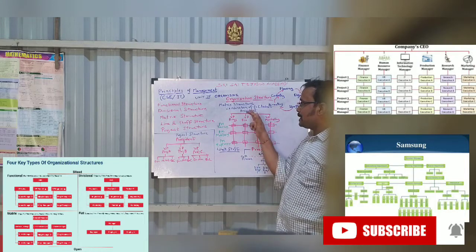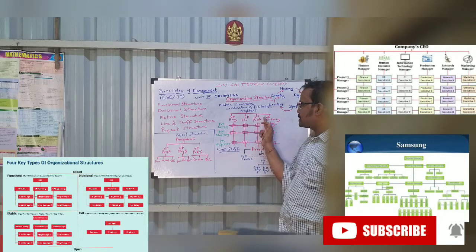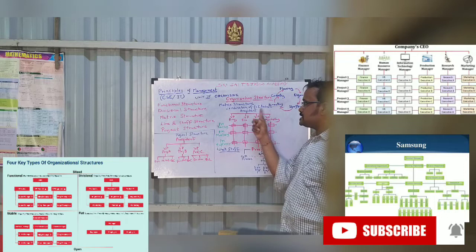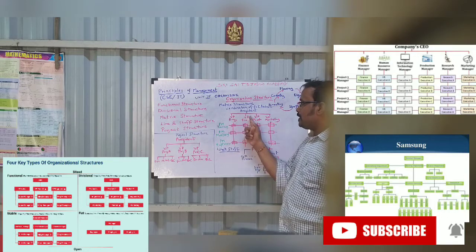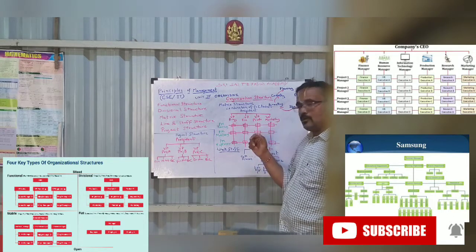Okay, we'll see now. There is a president. Below the president there is VP engineering, VP finance, VP production, VP marketing. These are functions, various functions under the president of the company. VP engineering, VP finance, VP production, VP marketing.